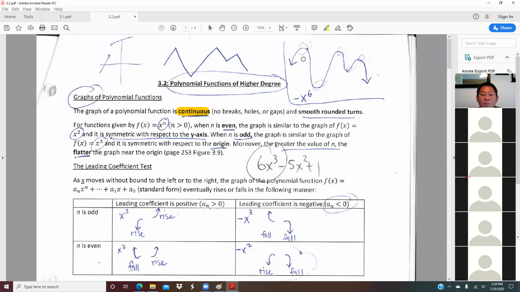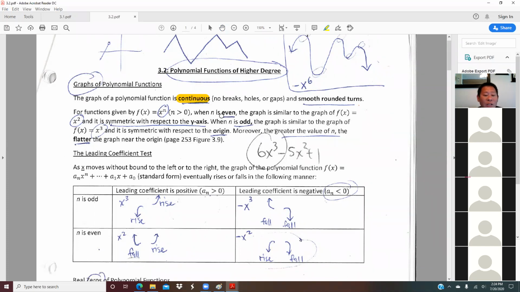Your turning points are smooth, not zigzaggy like this. Okay. So when you draw a function, if you have an even function, you get yourself a parabola, which is like this. And when you get an odd function, you get a cubic function. A cubic function will look something like this. This is a cubic function.